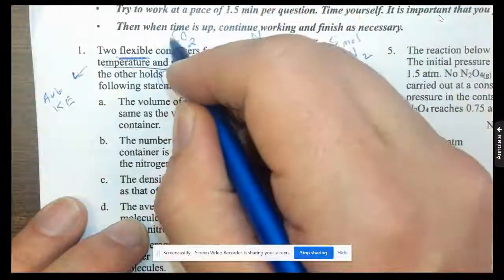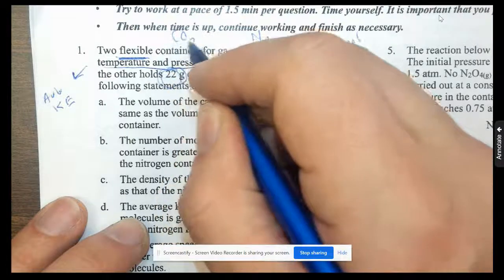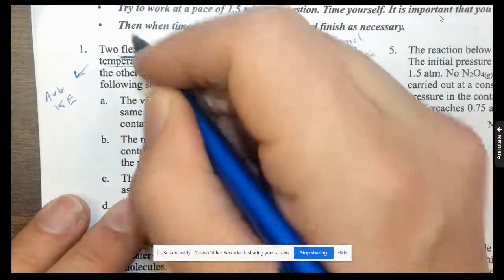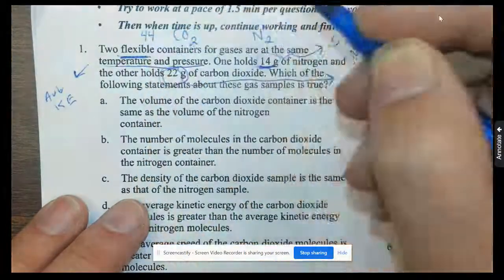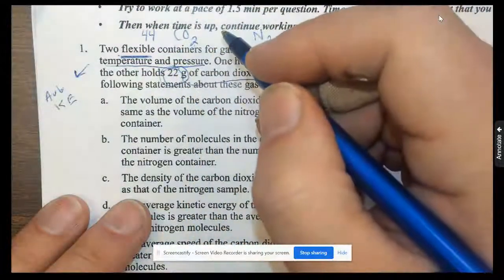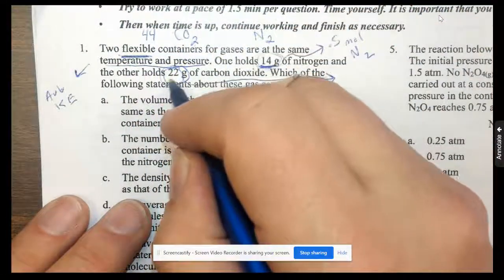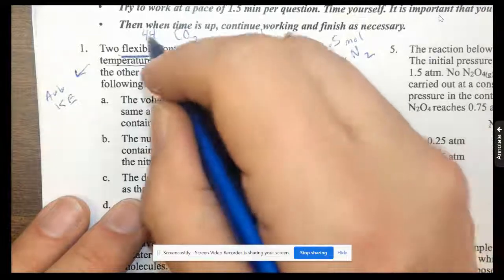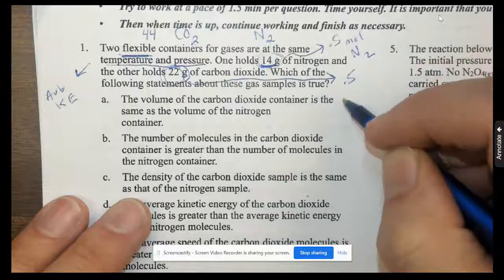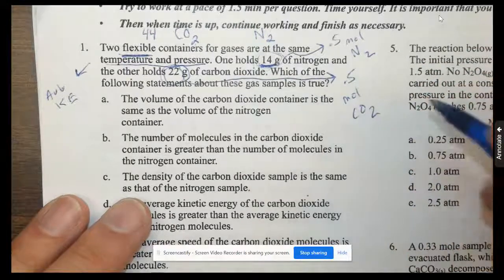Anyway, so I need to get the molar mass of this. So 16 times 2 is 32. 32 and 12 makes 44. So the mass of 1 mole of carbon dioxide is going to be 44. I've got 22 grams, so I don't have a mole. I have a half a mole again. So I've got a half a mole of nitrogen, and I got a half a mole of carbon dioxide.